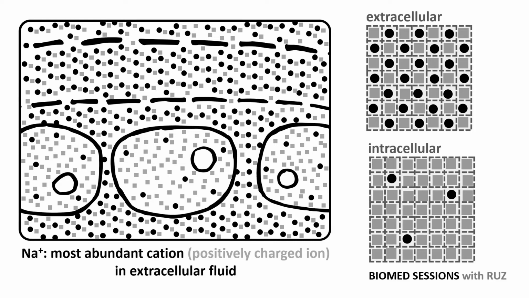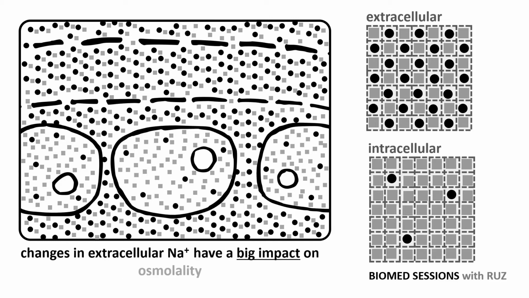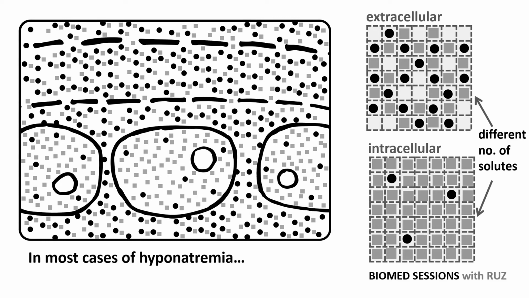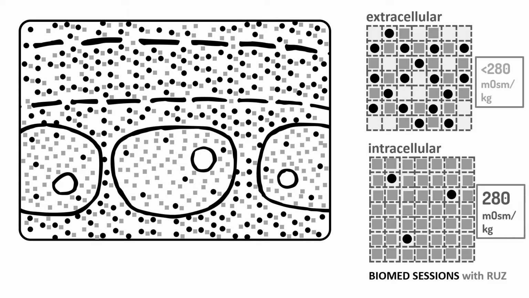Sodium is the most abundant cation in the extracellular fluid. Therefore, changes in sodium levels usually have the biggest impact on osmolality. In most cases of hyponatremia, there are less extracellular sodium ions per kilogram of water, which means the total number of solutes per kilogram is reduced, i.e. extracellular osmolality is comparatively lower. This can happen as a result of excess water diluting out the solutes or a lack of sodium. In either case, there's just too much water for the amount of solutes present.